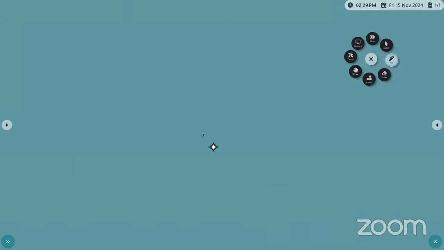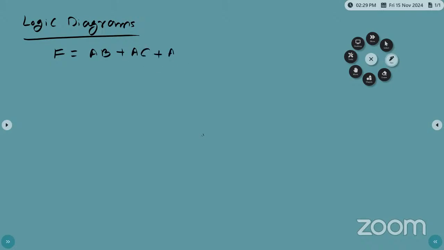Now, Boolean logic diagrams. We can take one Boolean function: f is equal to ab plus ac plus a bar b plus c bar b. Okay, now we need to draw the logic circuit. That is the Boolean function.